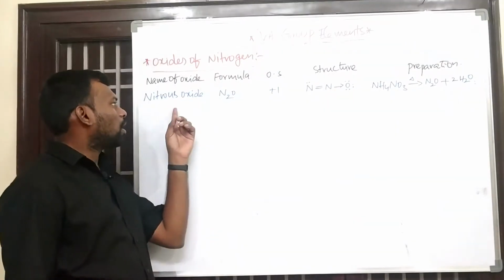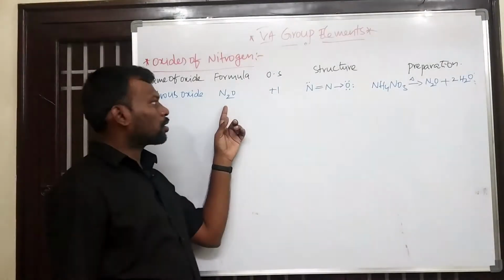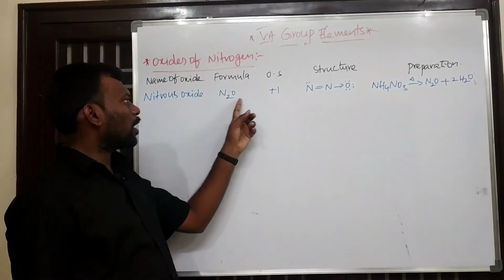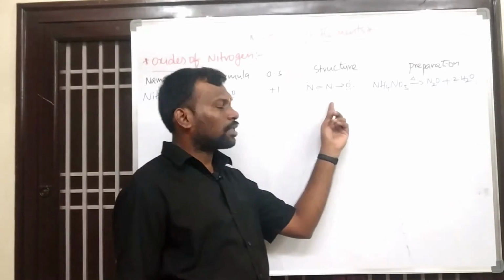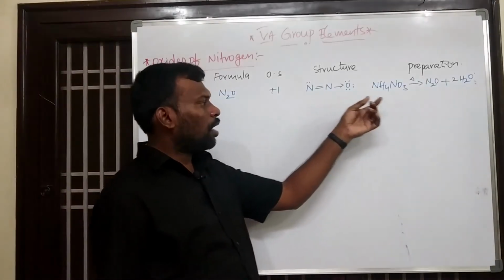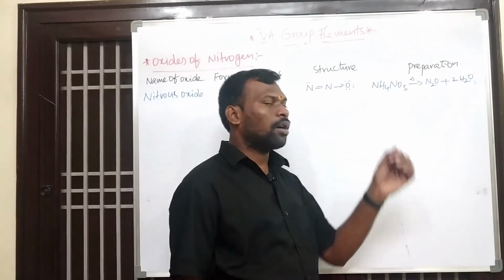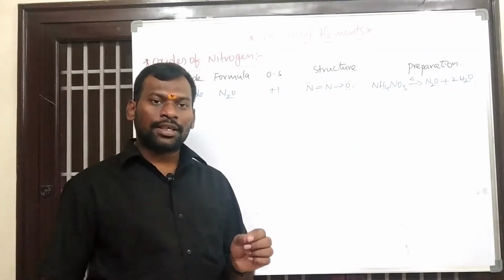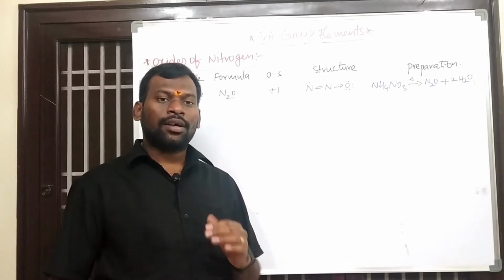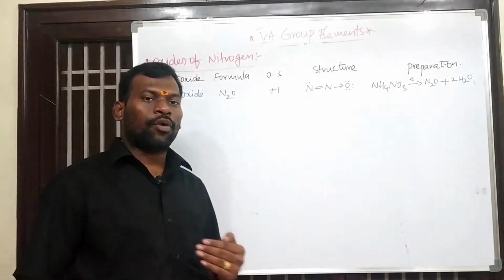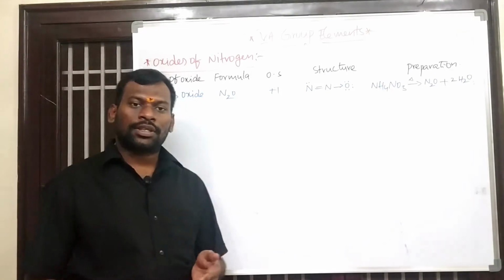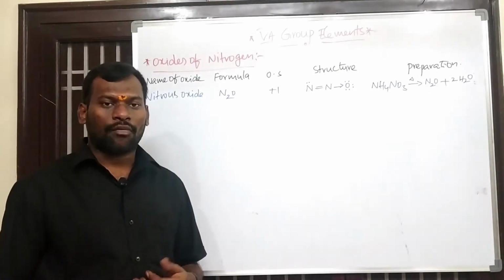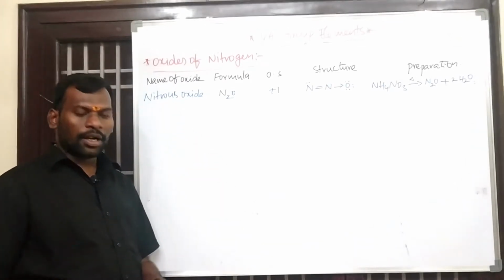Once again, see nitrous oxide. The formula of nitrous oxide is N2O. The oxidation state of nitrogen is +1, and the structure of nitrous oxide looks like this. Nitrous oxide is prepared by heating ammonium nitrate. It is a colorless gas, and in large quantity it is poisonous. It acts as a poisonous gas at a high concentration, but at low concentration it acts as a laughing gas. Okay, this is about nitrous oxide.